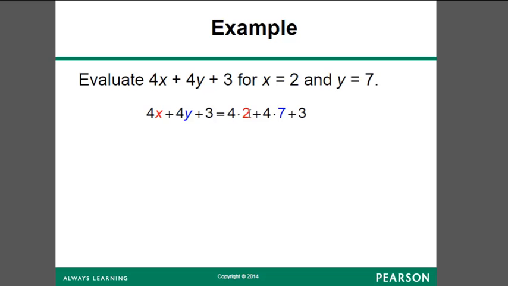4 times 2 would be 8. And then I can go ahead and do this 4 times 7, which would be 28. Now then, I'm strictly left with addition. 8 plus 28 plus 3, which would give me 39.